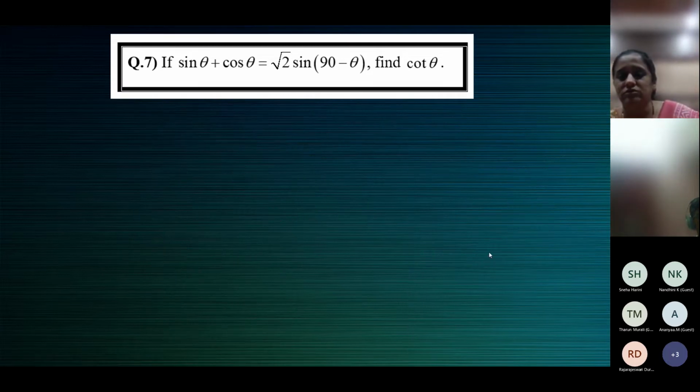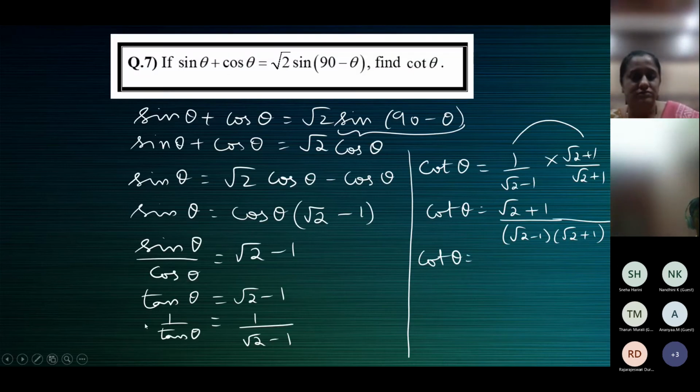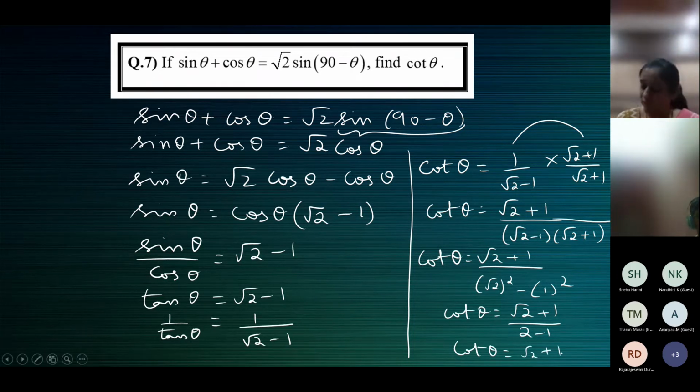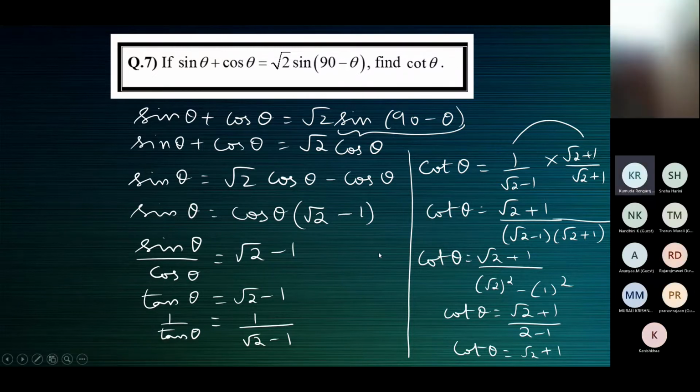So cot theta is equal to root 2 plus 1 divided by a square, root 2 the whole square, minus b square, 1 the whole square. So cot theta is equal to root 2 plus 1 divided by 2 minus 1. Because 2 minus 1 is 1, cot theta is equal to root 2 plus 1. We have to find the value of cot theta, and the value of cot theta is root 2 plus 1. Write down, children. Write down, all of you.